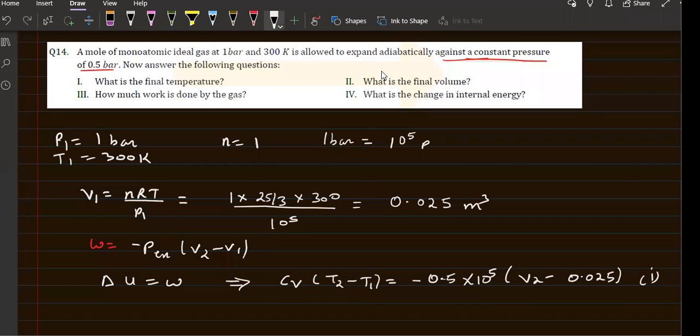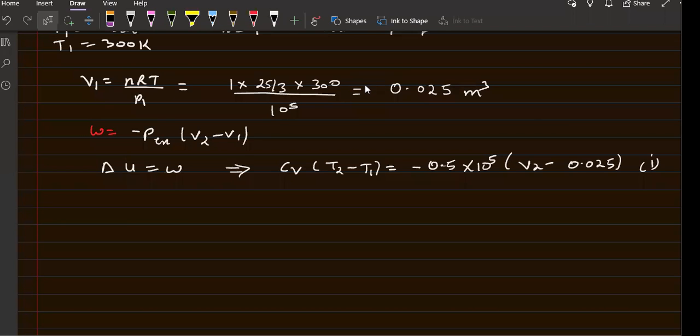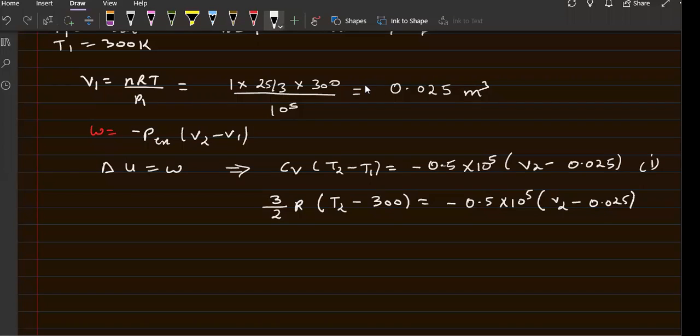Yes or no? Because we know what T1 is. Since it is monoatomic, CV is 3 by 2 R. T2 we don't know, minus T1, we know it is 300 Kelvin, is equal to minus 0.5 into 10 to the power 5 into V2 minus 0.025. This is your first equation.